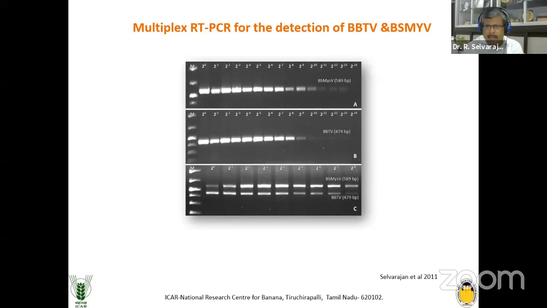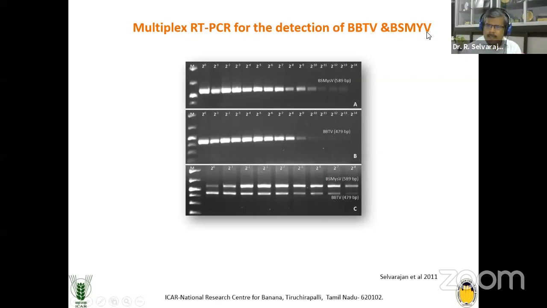But can we use it for plant viruses? It's very tough. It's a very costly affair. We cannot spend 4,500 rupees to test a banana plant for whether banana mosaic virus is there or not. So we did a multiplex for banana bunchy top and banana streak Mysore virus using RT-PCR. You may be surprised why reverse transcriptase PCR for BBTV. It's a DNA virus, and banana streak Mysore virus is a DNA virus.